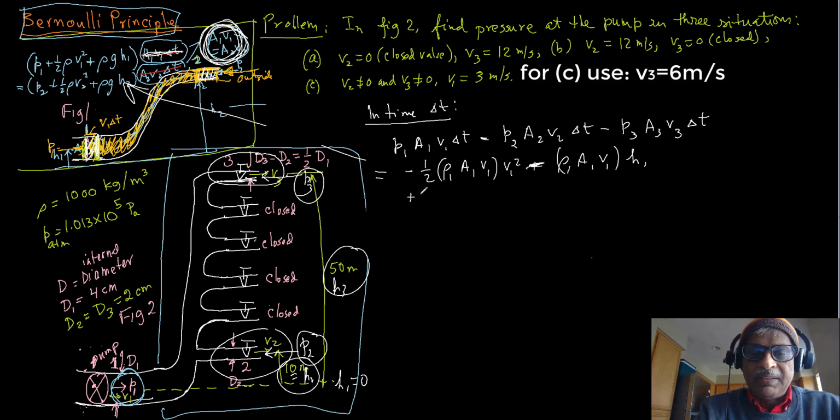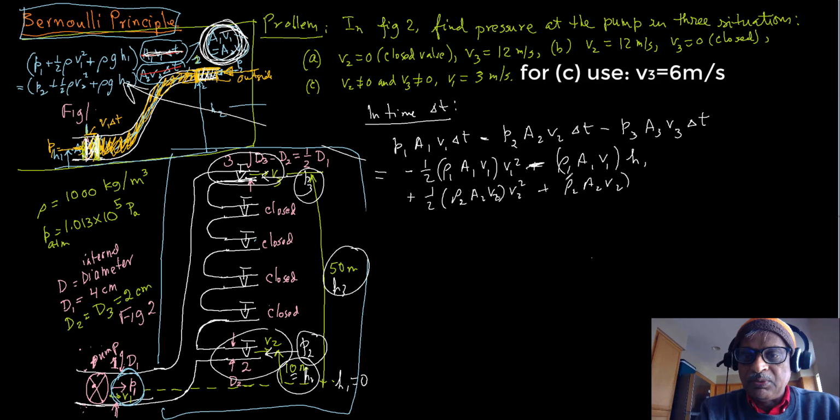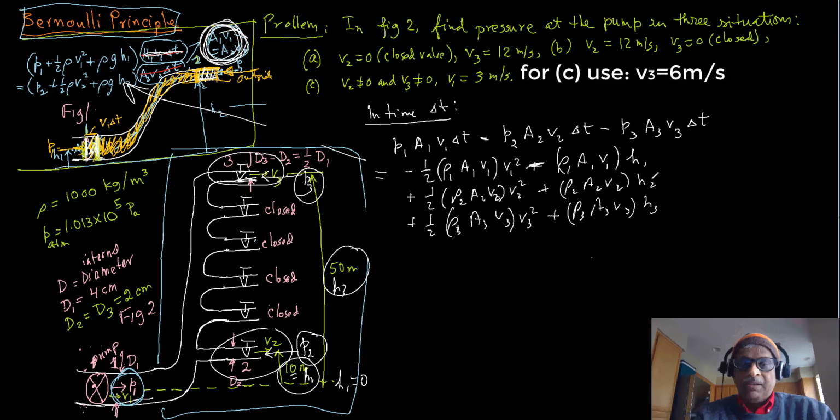And then I add the energy over here: rho 2 A2 V2 V2 square plus rho 2 A2 V2 H2 plus half rho 3 A3 V3 V3 square plus rho 3 A3 V3 H3. Okay, now when we arrange it, I don't get an equation like that.